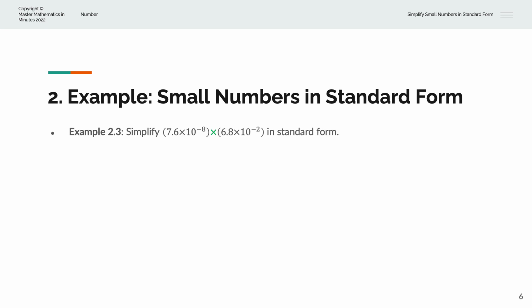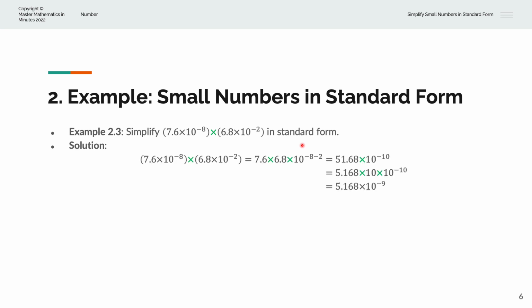In the third example, we'll simplify 7.6 times 10 to the power of minus 8 multiplied by 6.8 times 10 to the power of minus 2, and we want the answer in standard form. So we'll group 7.6 multiplied by 6.8 as this term here, and we'll group 10 to the power of minus 8 multiplied by 10 to the power of minus 2 as this term here. So we have 10 to the power of minus 8 minus 2. So that is equal to 51.68 times 10 to the power of minus 10.